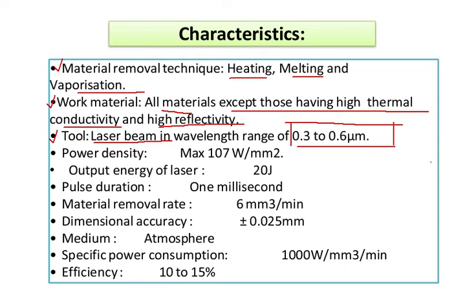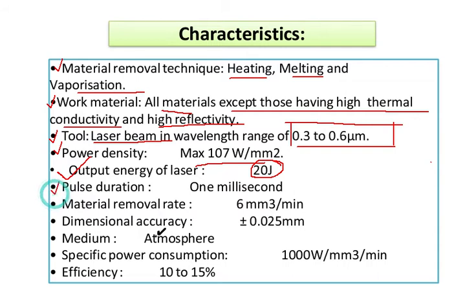Next, we will have a look at power density. What should be the power? How much maximum power can be implemented? It's maximum 10^7 watt per millimeter square. Next, if I ask you what is the output energy of your laser, it is 20 joule. This is also one of the important points.